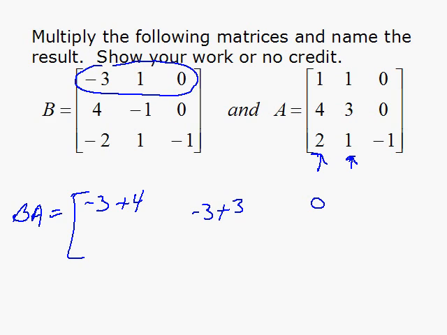Now take the second row and go against the first column. 4 times 1 is 4, and minus 1 times 4 is a minus 4. Then 0 times a 2 doesn't count. It's a nothing, no contribution. The next one I have 4 times 1 is 4, minus 1 times 3 is a negative 3, and in the last one I have all zeros.